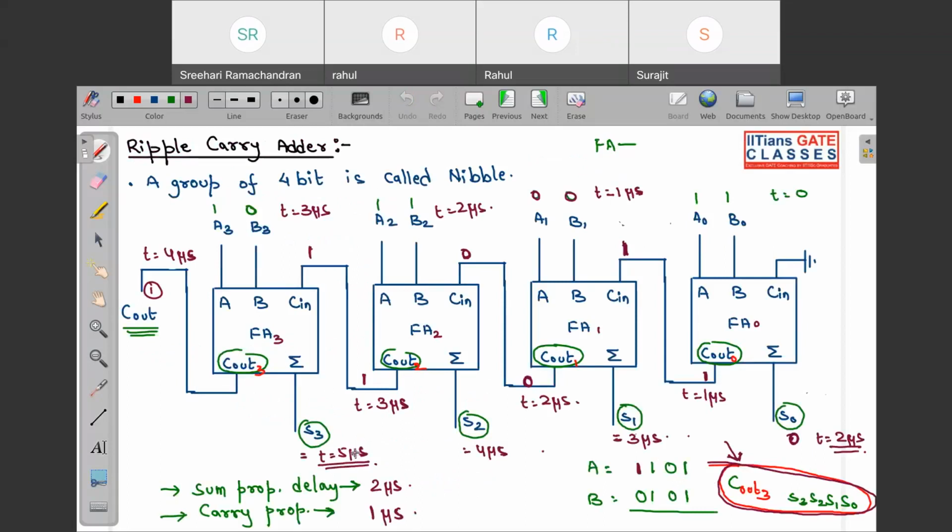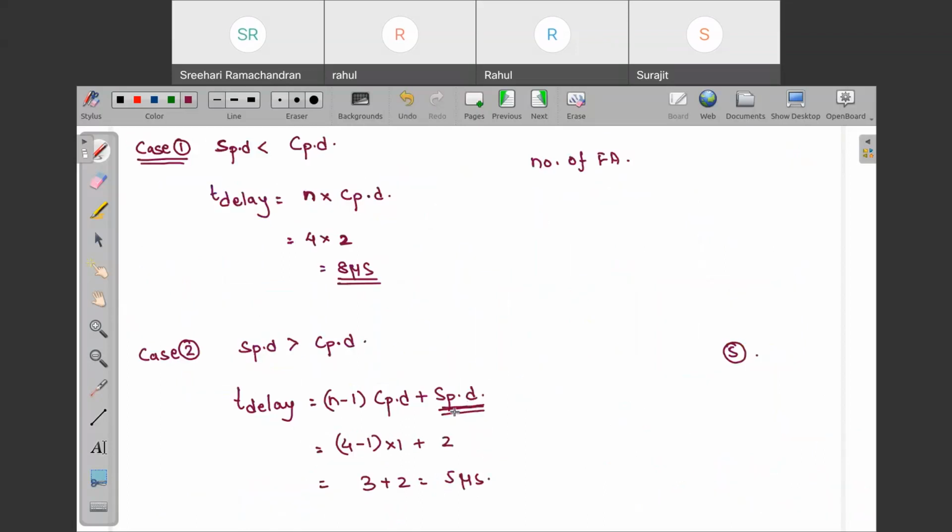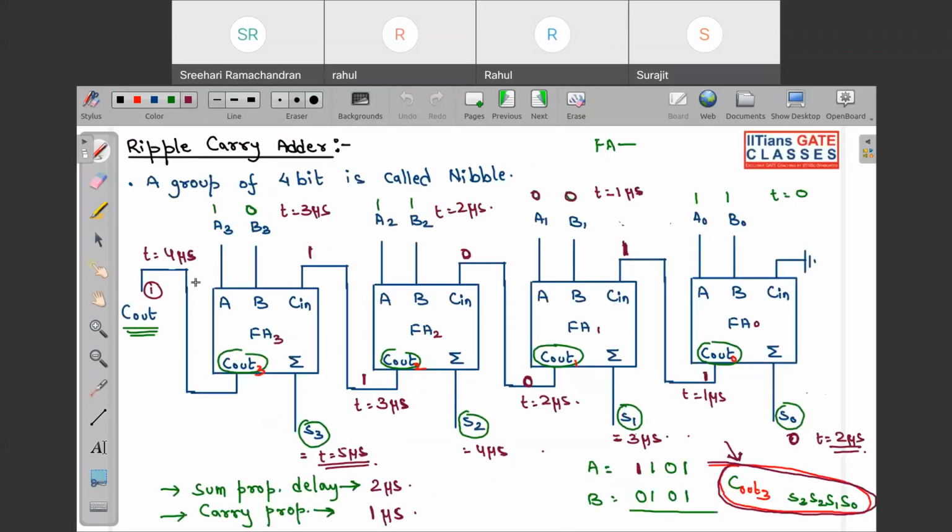Now, why did we take in the last case this SPD? Sum propagation delay. See, we got this carry before this sum. At the last stage, we needed to wait for this S3, because every other output, this one, this one, this one, and this one, everything was generated before this one. You can see at 4 microseconds, everything else was present, but only this one was not present. This is coming out at 5 microseconds. So for your last full adder, we need to wait for the sum to be generated.